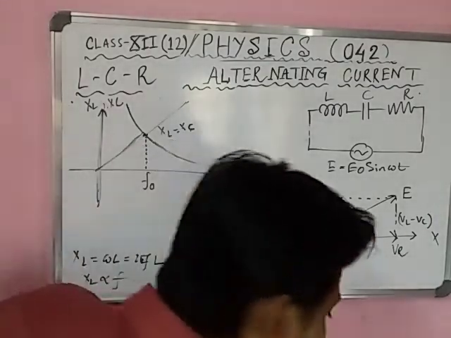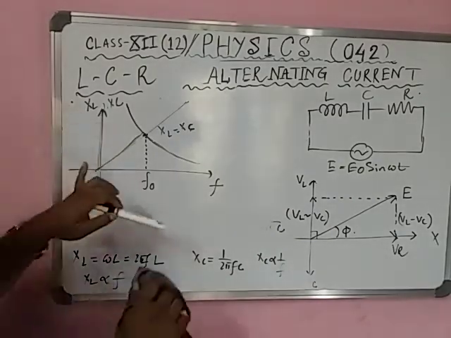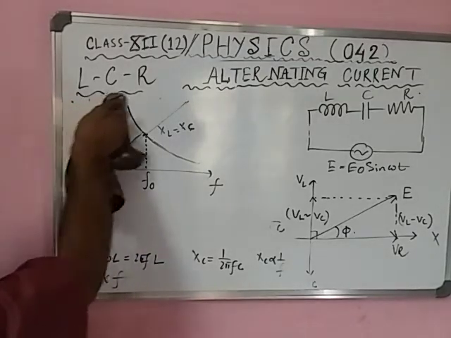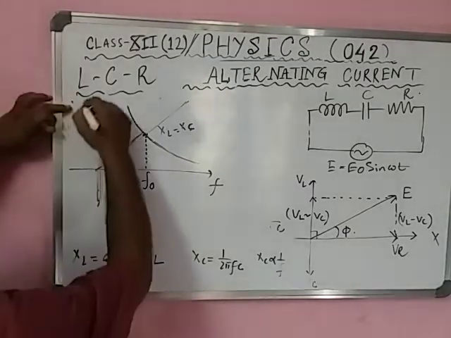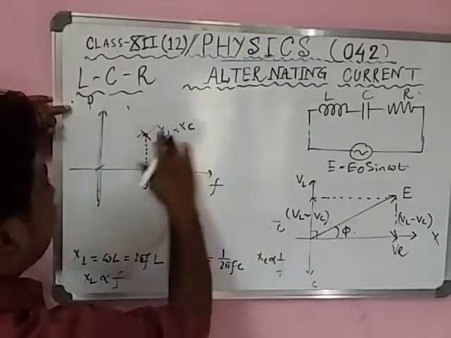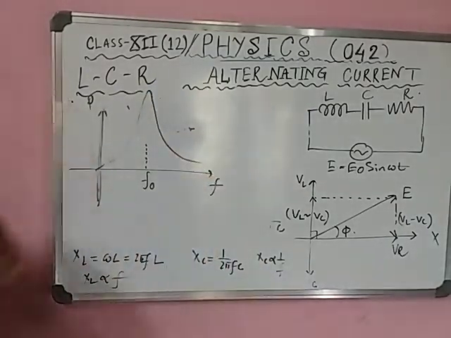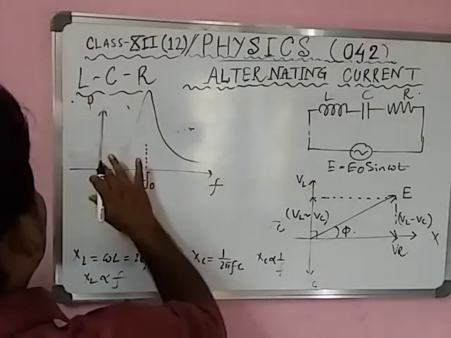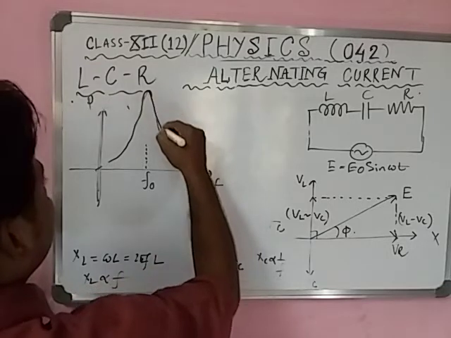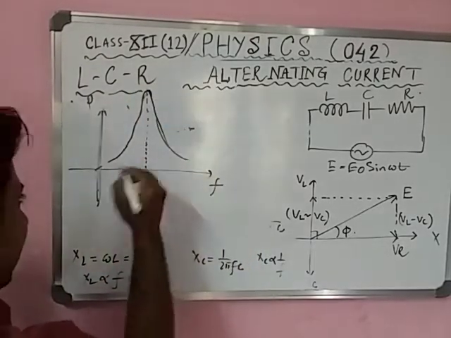If we plot power against frequency, we can draw the same kind of graph. I will modify it a little bit. The graph looks like this. Power means V into I, so it will give a larger value. This is the sharpness. This is the peak value, and the peak value is called resonance.